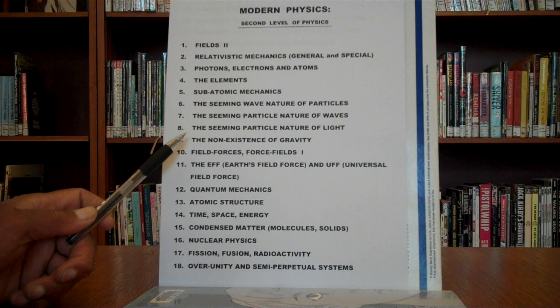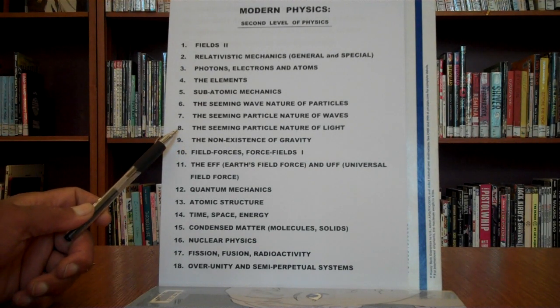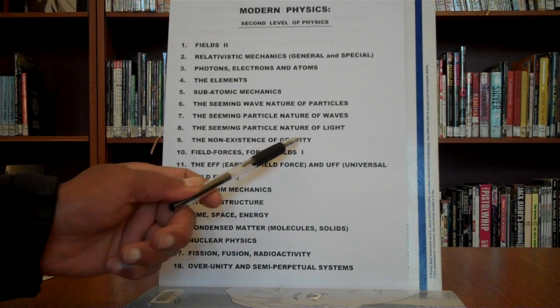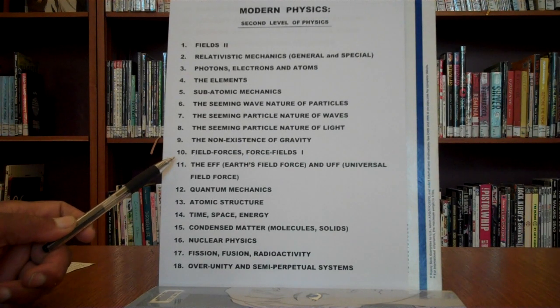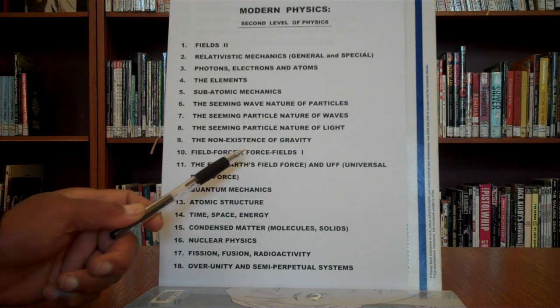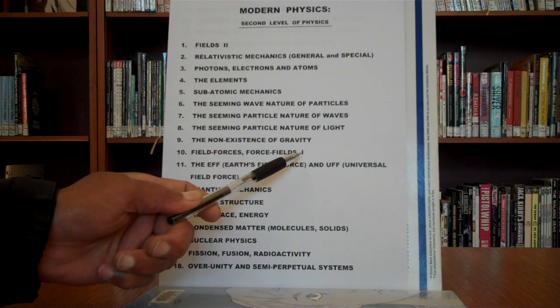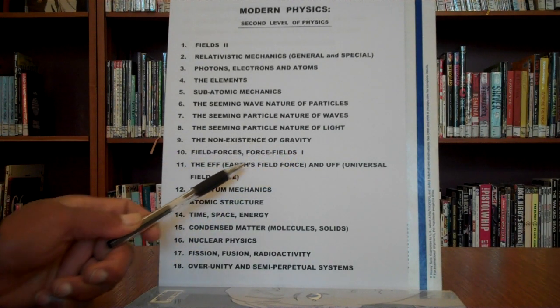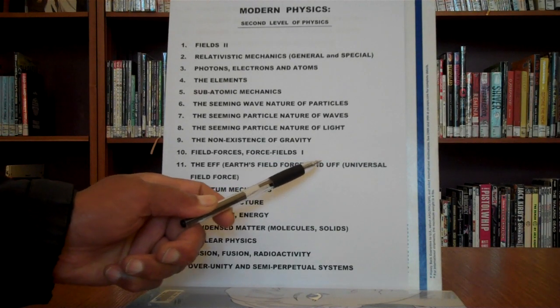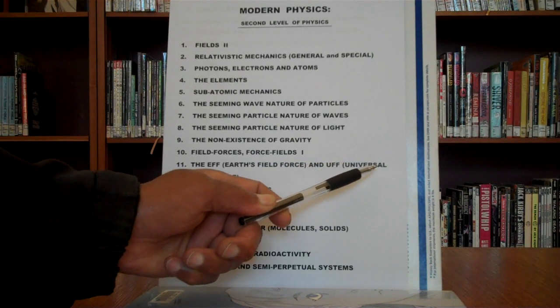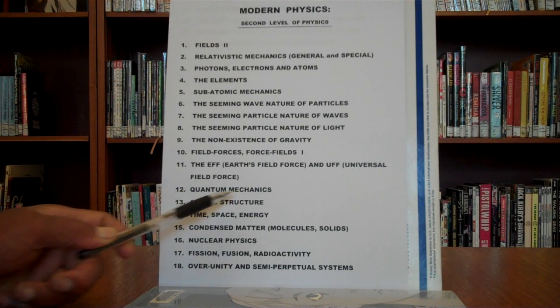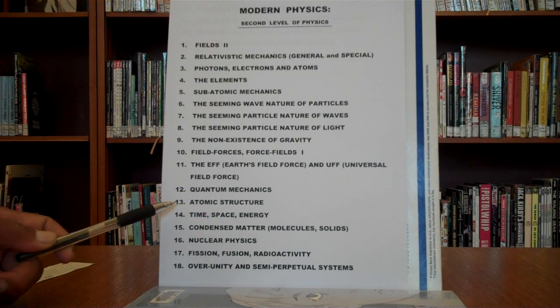We'll go to number eight. Oh, pardon me. Yes, the seeming particle nature of light. We'll go to number nine, the non-existence of gravity. Number 10, field forces, force fields number one. Number 11, the EFF, Earth's field force, and the UFF, or the universal field force. Number 12, quantum mechanics. Number 13, atomic structure.